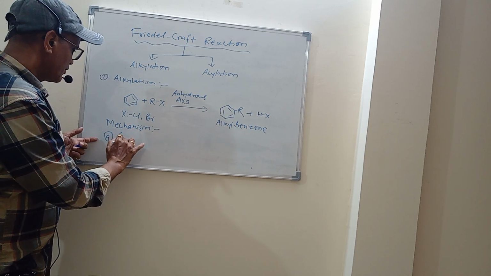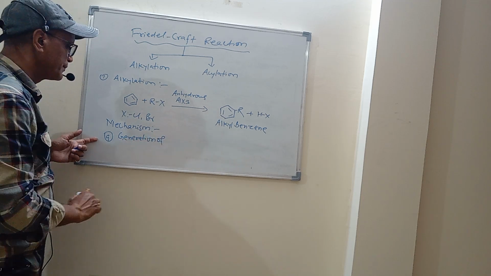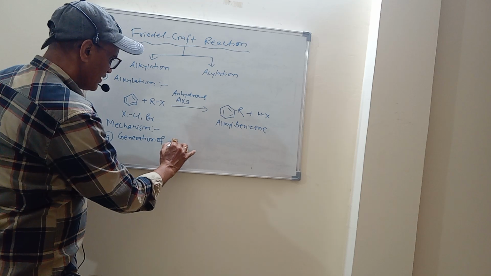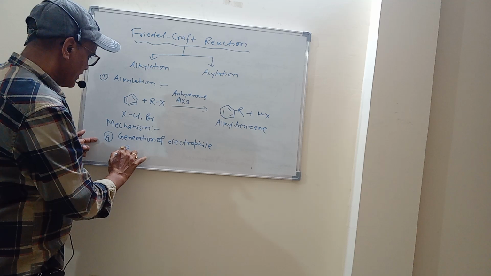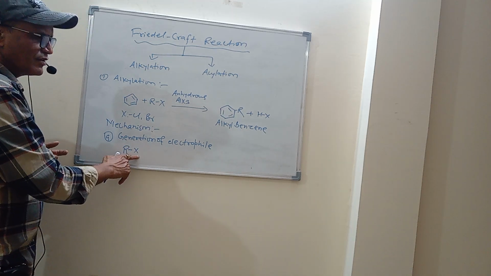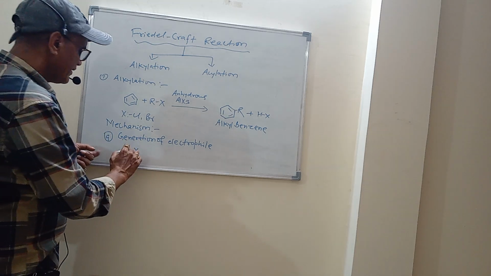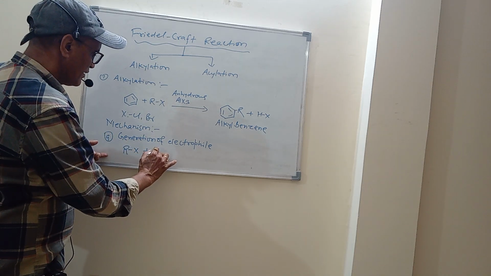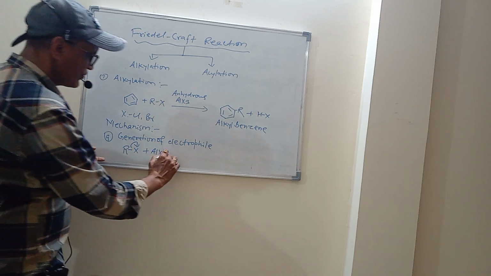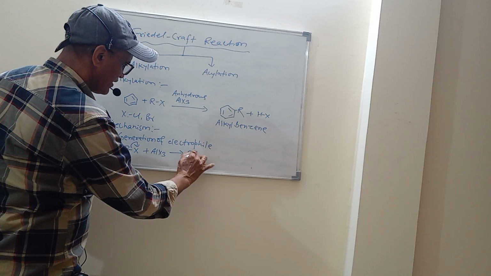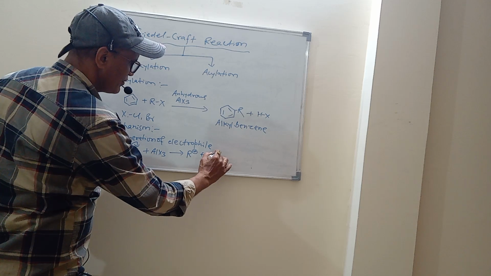So first step, generation of electrophile. Here in this case, carbon-halogen bond, R is an alkyl group, it can be methyl, ethyl, anything. This Lewis acid catalyst will cause heterolysis here. So we have R+ carbocation and AlX4 negative.